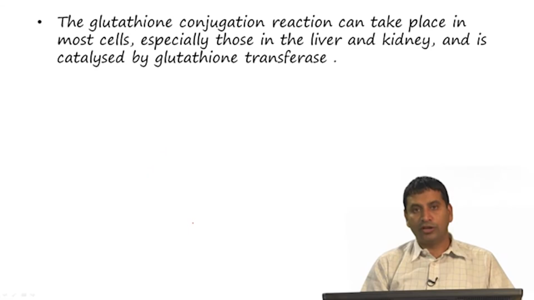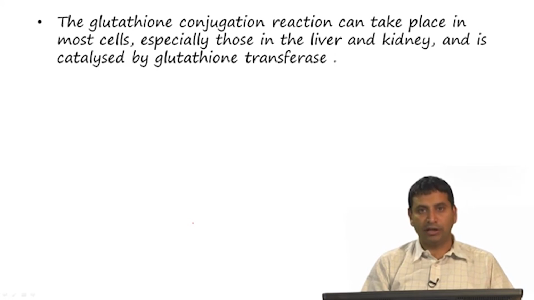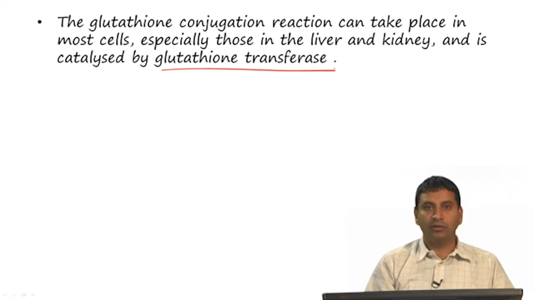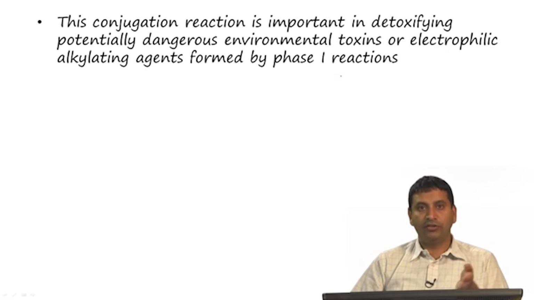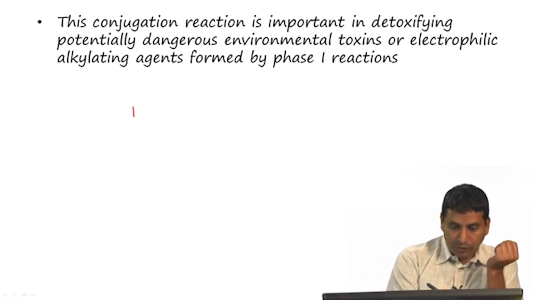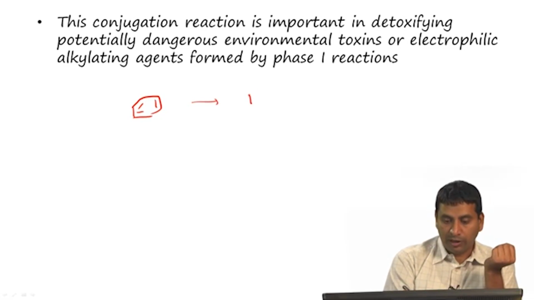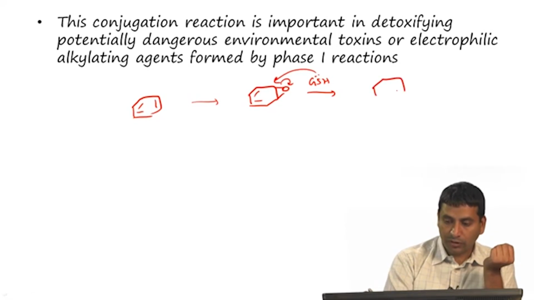Okay. So, glutathione conjugation can happen in nearly all cells, and these occur especially more frequently in the liver and kidney, and it is catalyzed by the enzyme known as glutathione transferase. This conjugation reaction is important in detoxifying potentially dangerous environmental toxins or electrophilic alkylating agents which are formed during phase 1 reactions. So, for example, during the phase 1 reaction, when you are dealing with an aromatic system, you end up forming an epoxide, right, and this epoxide can then be conjugated with glutathione to produce a glutathionylated conjugate such as shown here.